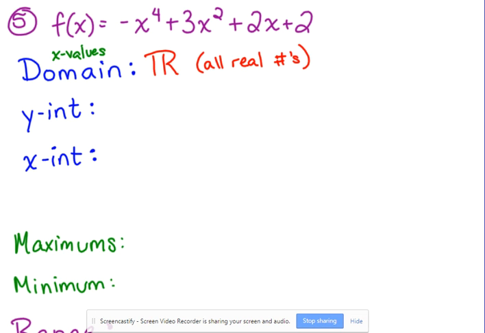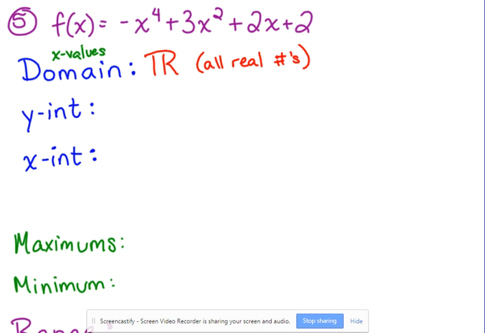Okay, numbers are excluded from a domain if when you plug it in, you don't get an answer. We're going to look at some functions later on this semester where there are certain numbers that we can't plug in because we won't get an answer. But that doesn't happen with a polynomial function. These are polynomials, okay? All polynomial functions have a domain of all real numbers.